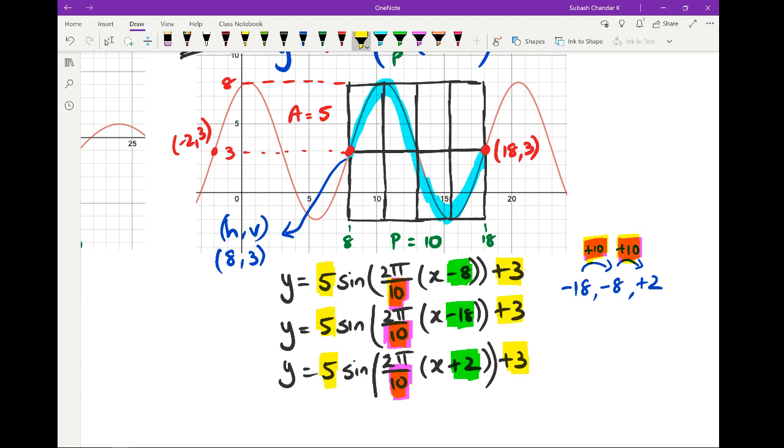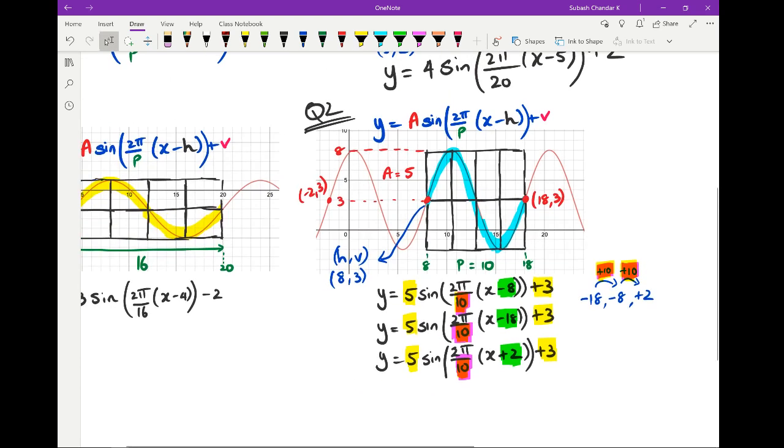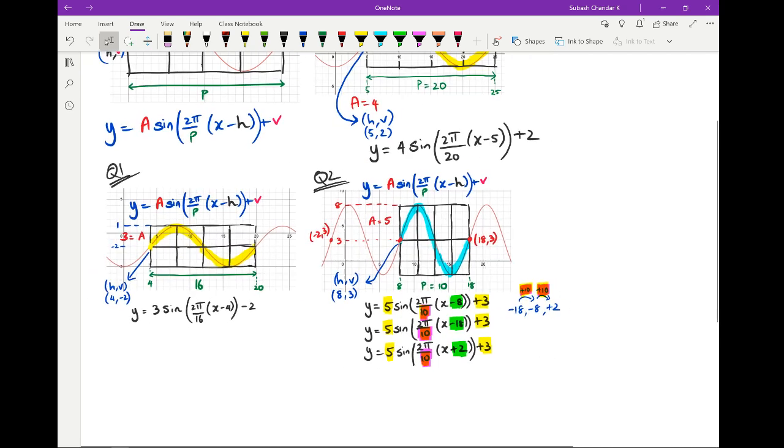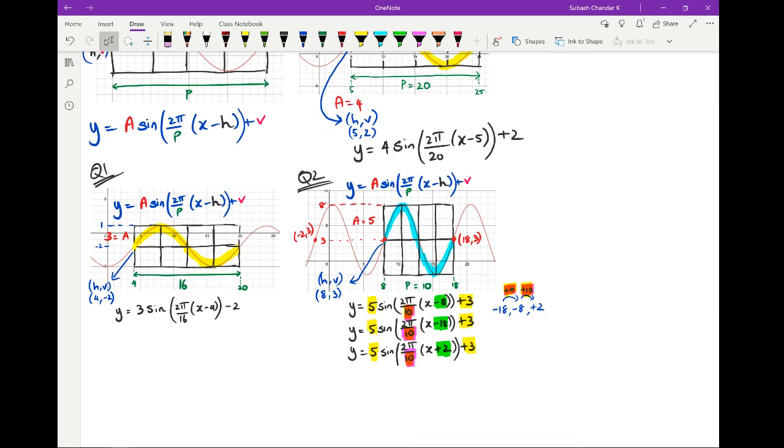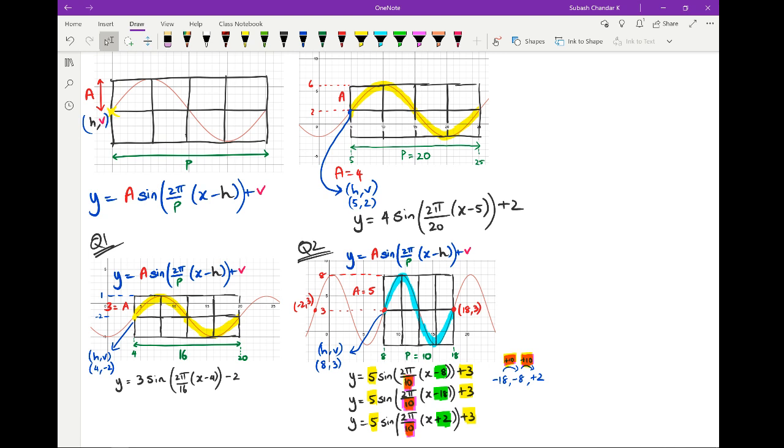Okay, so let's actually try and do cos at the moment. So I'm going to go back. By the way, all of these four graphs that we've done, we're going to use the same graphs, but we're going to do cos.